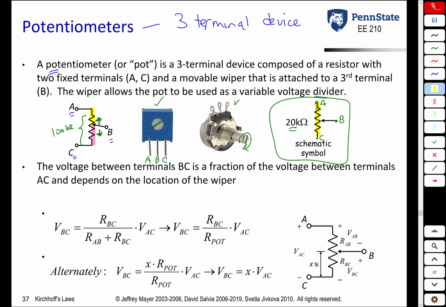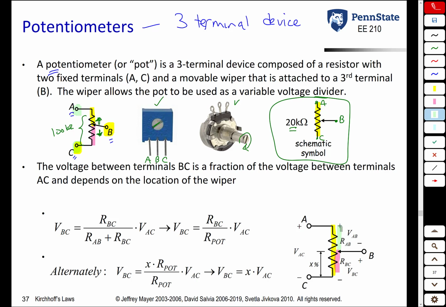It turns out that the voltage between terminals B and C is a fraction of the voltage between the terminals A and C, and it depends upon the location of the wiper. So the resistance between B and C, we'll call it RBC, and let's also call the resistance between A and B RAB.